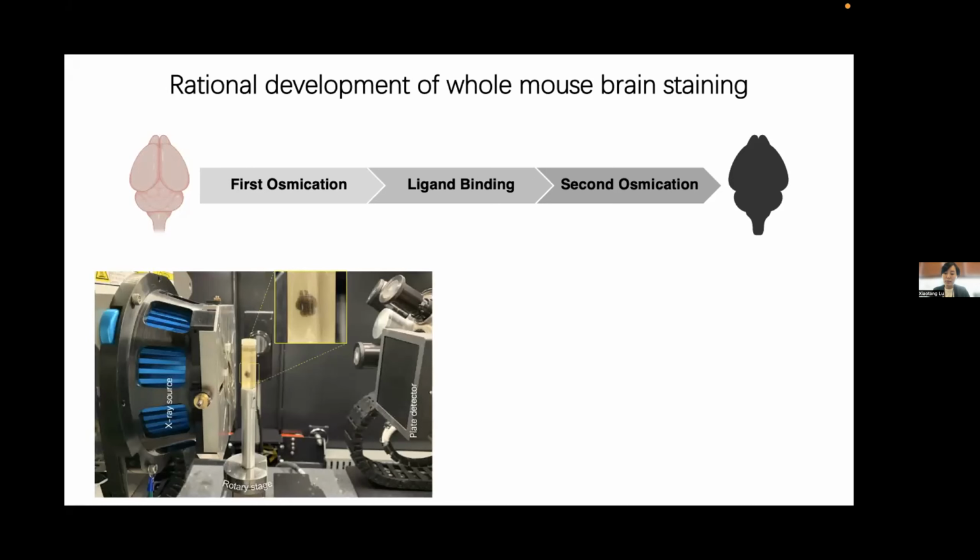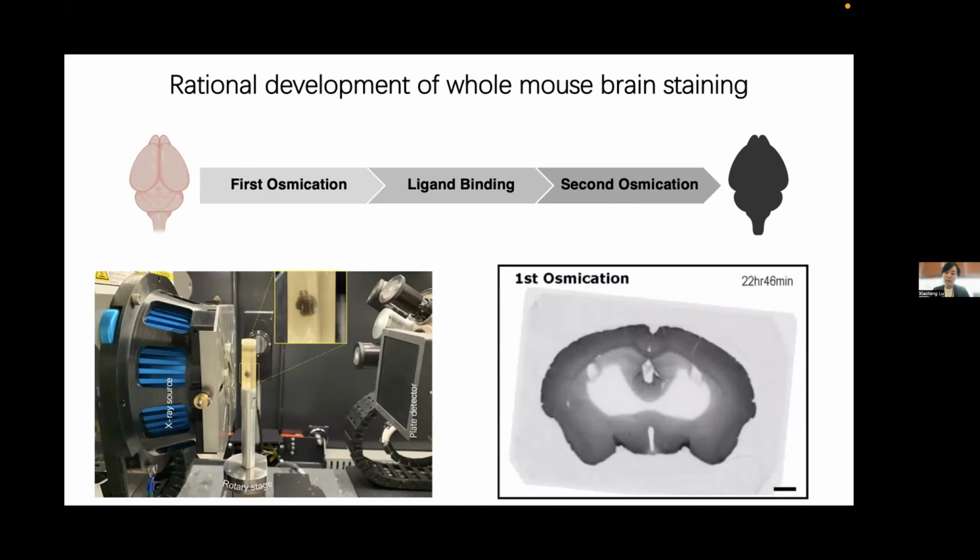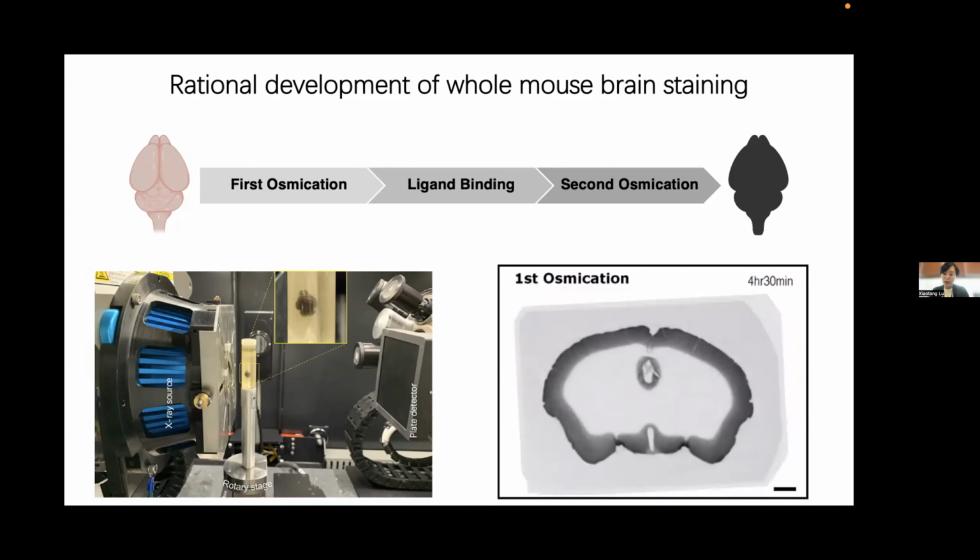monitor the staining process in real time by virtue of the high penetrating power of X-ray photons. This video shows the first osmication of a neonatal mouse brain at an accelerated pace. You can see clearly how the staining fronts migrate in the brain volume. With the help of time-lapse X-ray imaging, I developed a whole brain staining protocol that we called ODECO.